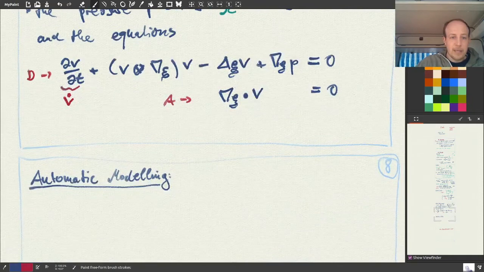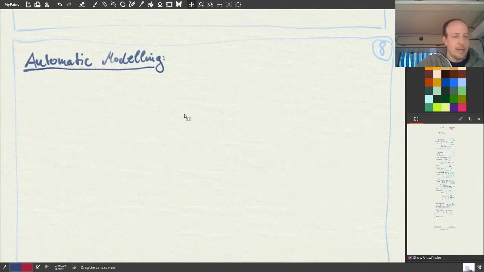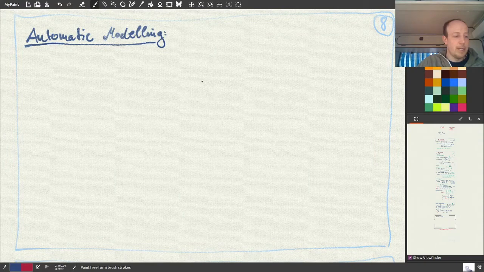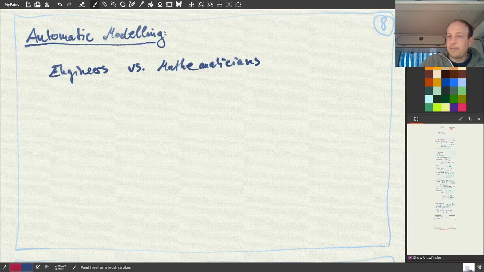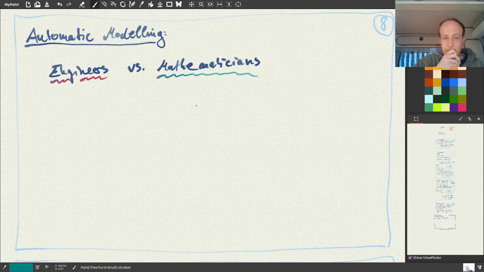Okay, so much for this example, and there will be even another example, the example on automatic modeling. I also call this sometimes engineers versus mathematicians, because this is an approach that is very convenient for the engineers to do modeling, and it leaves all difficulties, as I would say, to the mathematicians to then solve these equations.